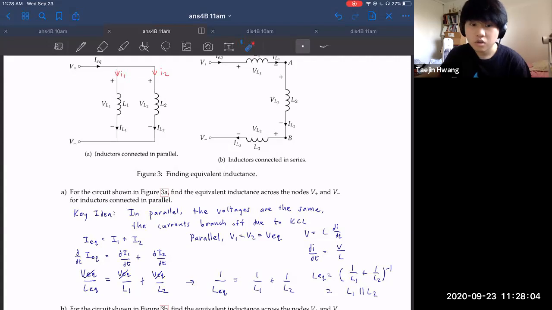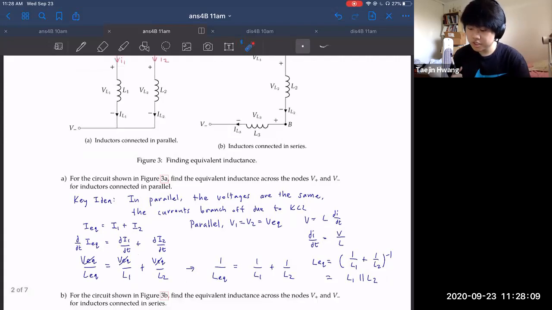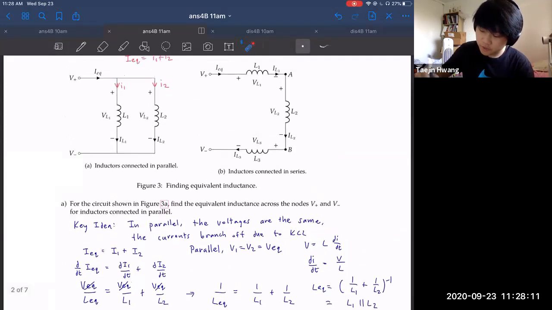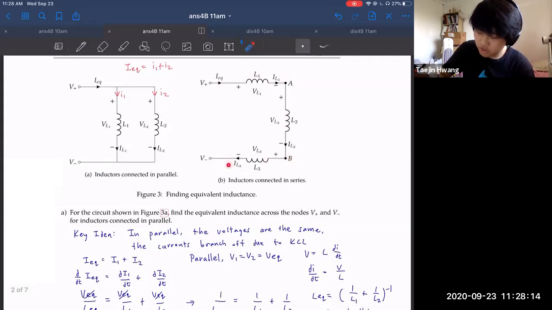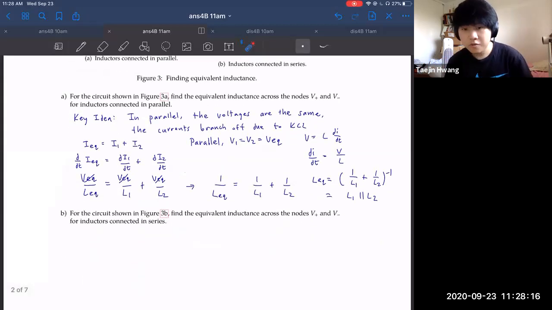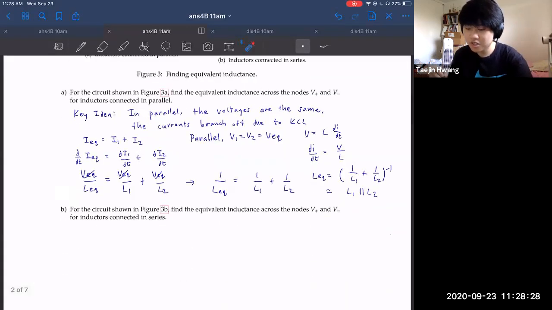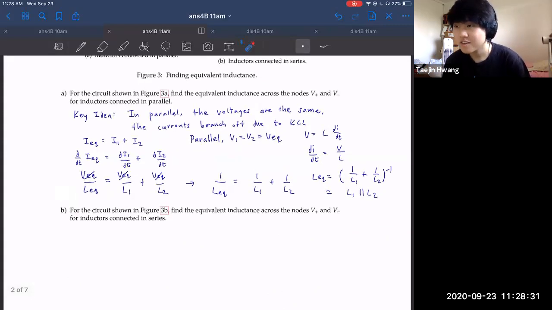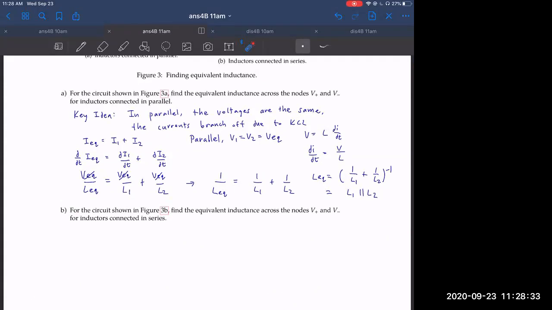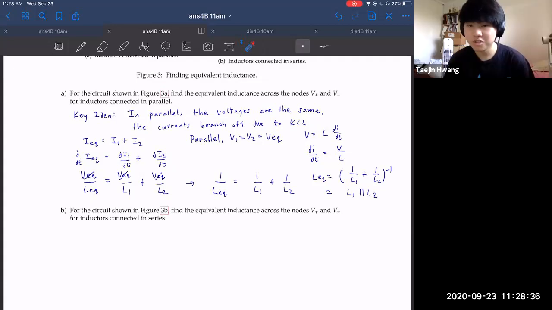All right, I'm not going to spend too much time on the second part. The second part asks, what happens if we have three inductors in series? If two inductors in parallel behave the same way as two resistors in parallel, any conjectures on what would happen with three inductors in series? How do y'all think it'll behave? You just add them up. Yeah, it'll behave the same way as three resistors in series, so you just add up the inductances.